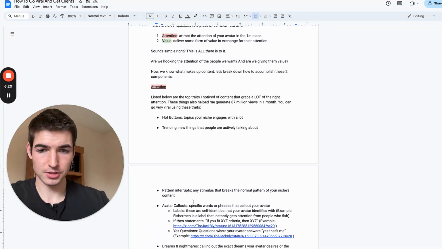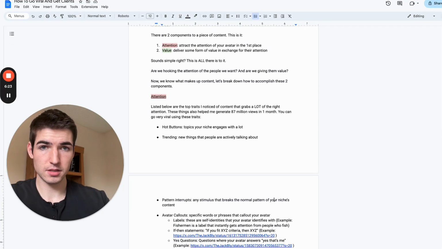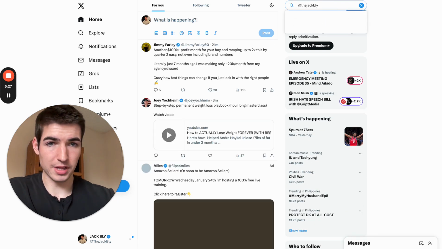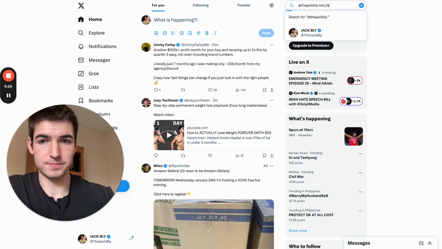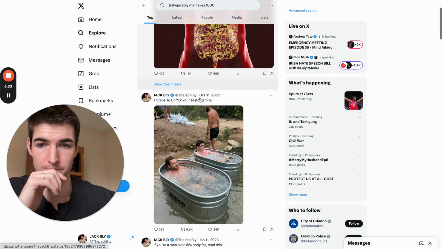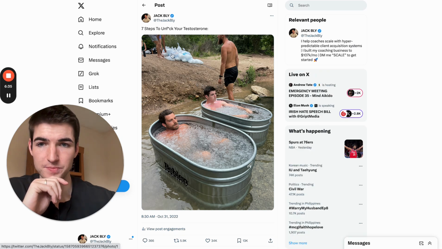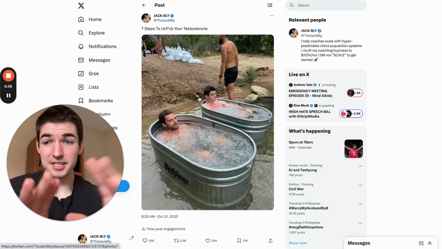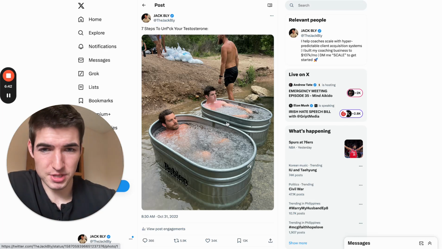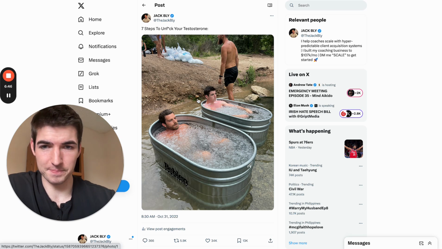So an example of this. Let me open up Twitter. I'm going to show you one of my most viral pieces of content that I've used over and over again because it works so well. Right here, this is an example of a pattern interrupt. Imagine you're scrolling and you see this picture. Like, what the heck is this? There are literally 2 tubs filled with ice in this lake, in the woods or something. What the heck is going on here?